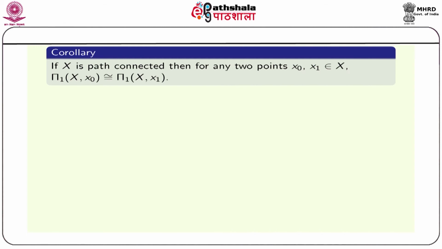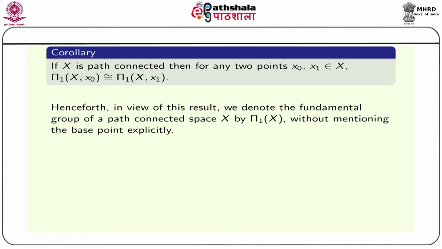Now, as a corollary to this theorem, we get that if x is path connected, then for any 2 points x 0 and x 1 of x, pi 1 x x 0 is isomorphic to pi 1 x x 1. Henceforth, in view of this result, we denote the fundamental group of a path connected space capital X by pi 1 x without mentioning the base point explicitly.